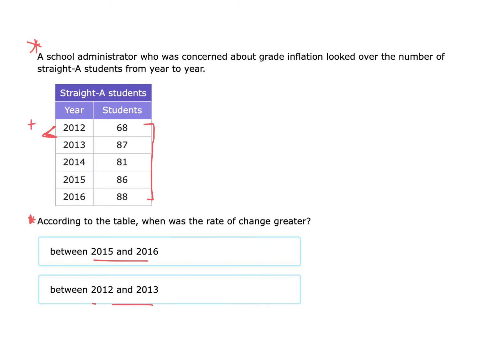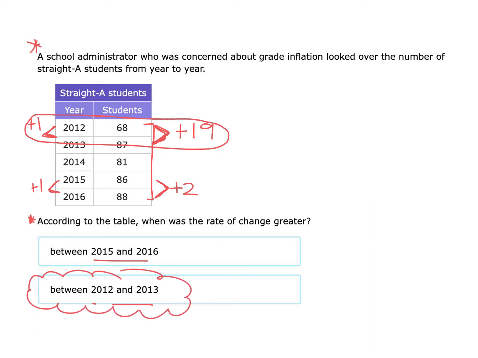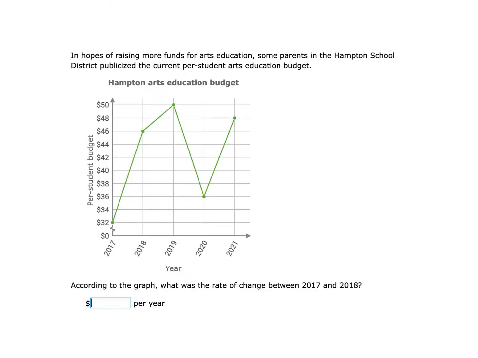So 2012 is going up 1 year. 68 to 87 is going up plus 19 students. And then 2015 to 2016 going up 1 year. And 86 to 88 is going up plus 2 students. So obviously 19 is a lot greater than 2. So 2012 and 2013 has the greater rate of change because it went up 19 students versus 2.